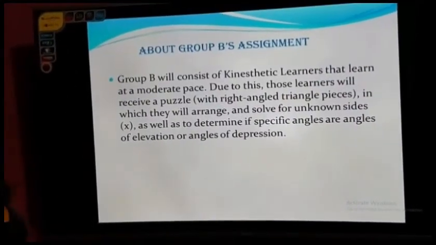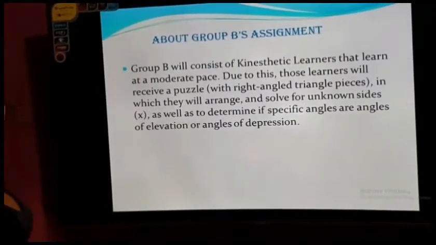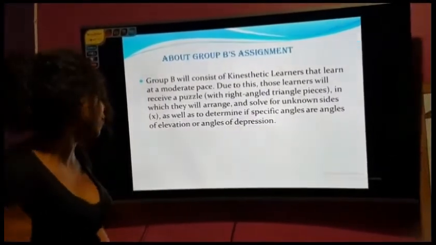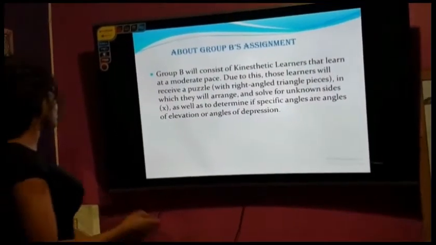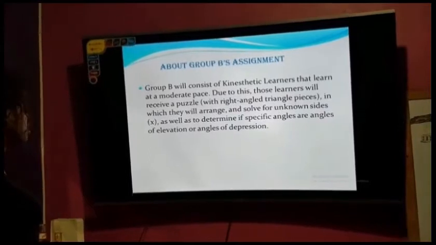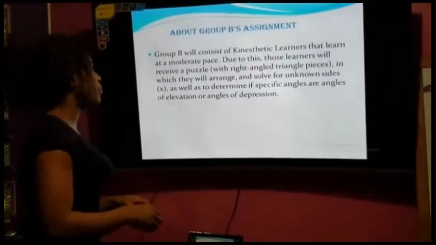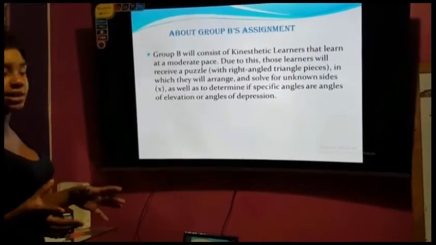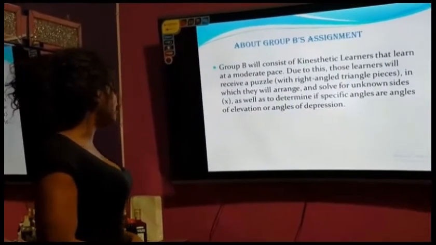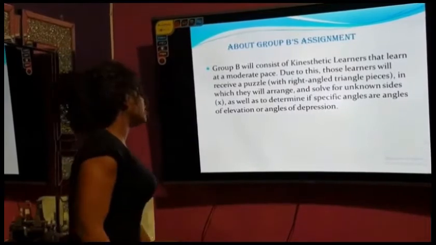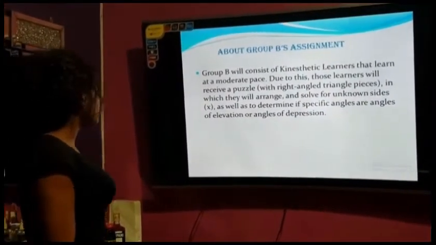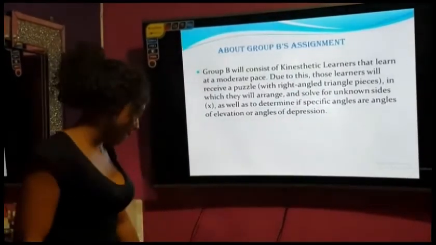Alright, so let's move on to Group B's assignment. Group B will consist of kinesthetic learners that learn at a moderate pace. Due to this, those learners will receive a puzzle with right triangle pieces, right? They will arrange them and solve for the unknown sides, X, as well as determine if specific angles are angles of elevation and depression.